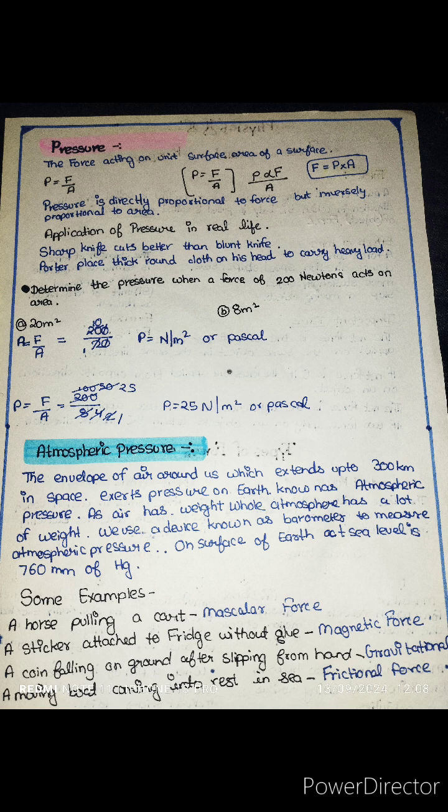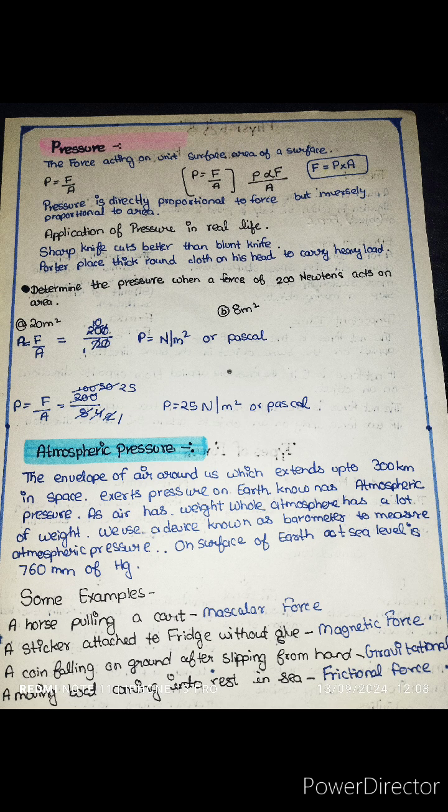So now let's study about atmospheric pressure. But before studying atmospheric pressure, we should know what the atmosphere is. The envelope of air around the earth, around us, is known as the atmosphere, which spreads far above in the space. This is the thing that exerts pressure on earth. Air also has weight, and it extends up to 300 kilometers above the earth. So you can understand how much weight the air has. Due to this weight, the air exerts pressure. The atmosphere exerts this pressure on earth. This pressure is known as atmospheric pressure.